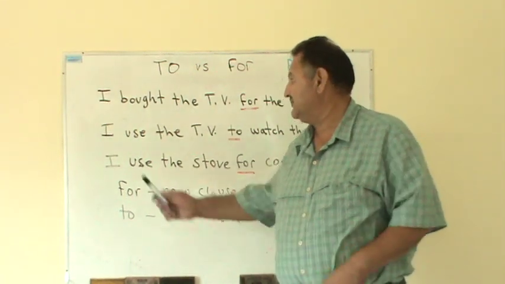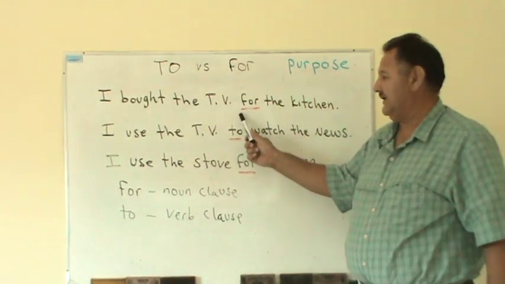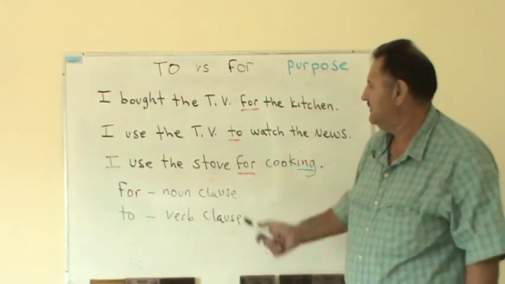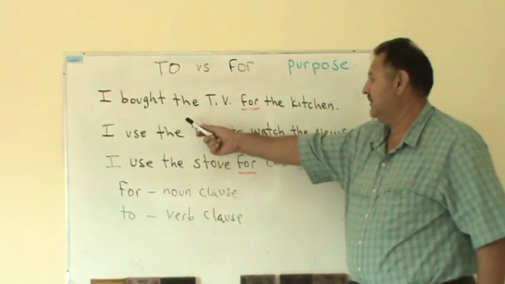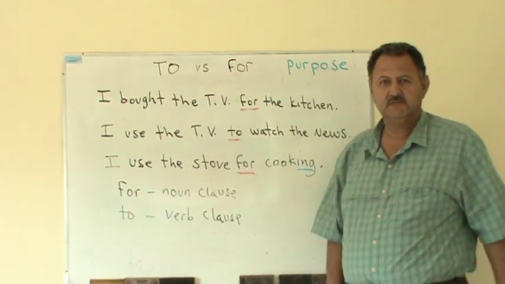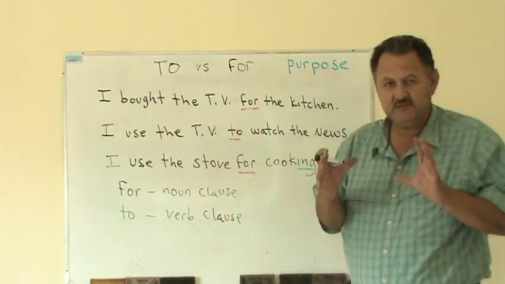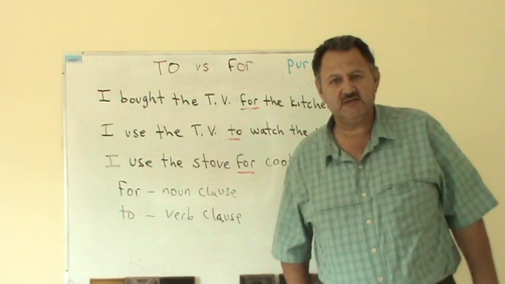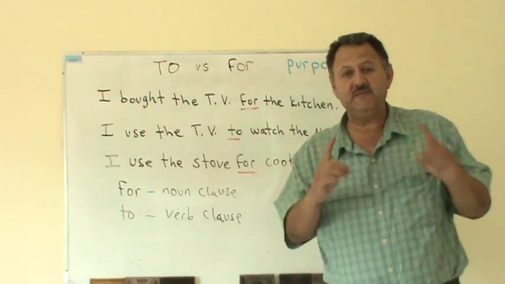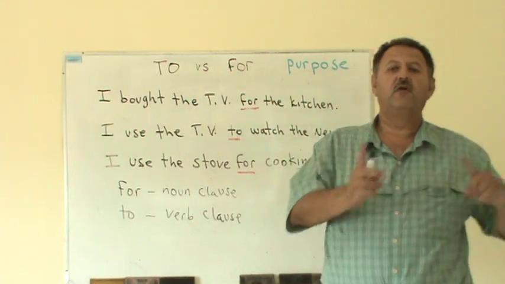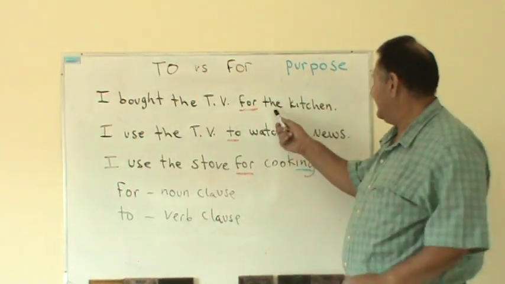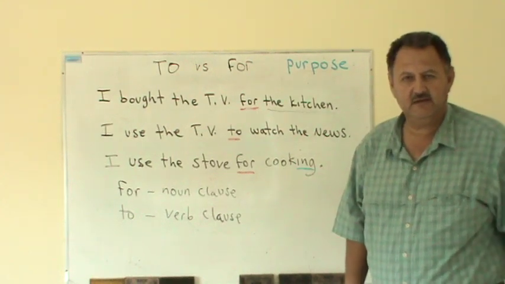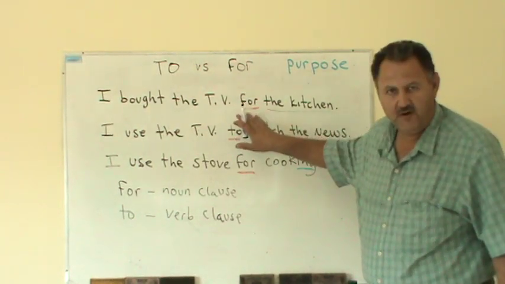Now here are some examples. I bought the TV. I bought the TV for what purpose? For the kitchen. The purpose was to have it in the kitchen so that when I eat, I can be watching TV. So I bought the TV for the kitchen. Now, the kitchen is a noun, it's a thing. So we use "for".